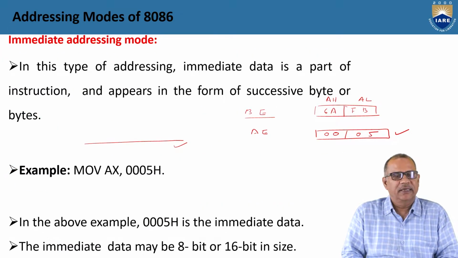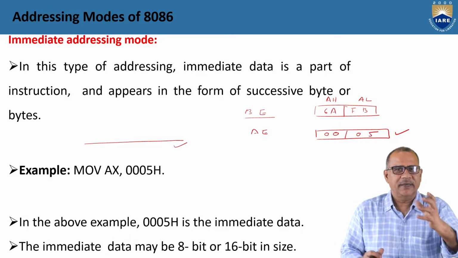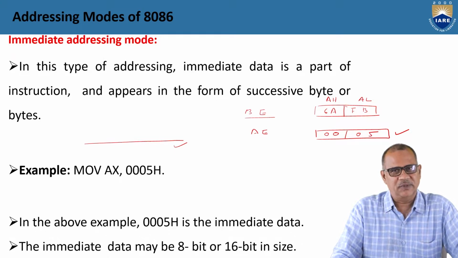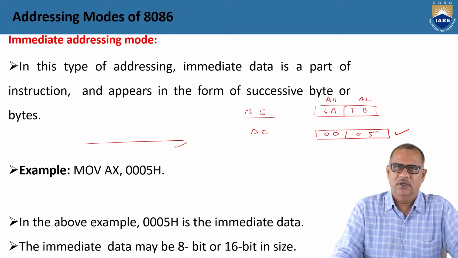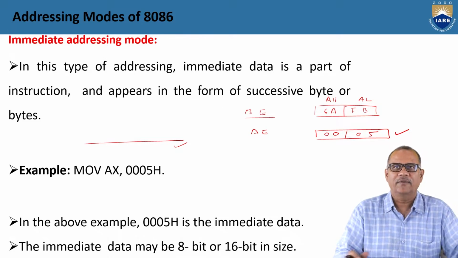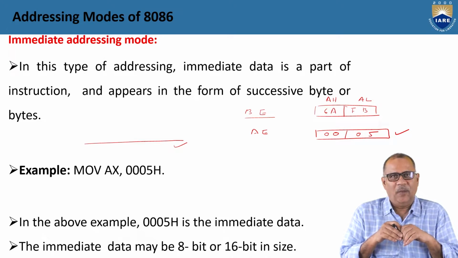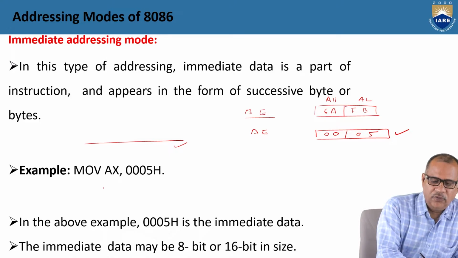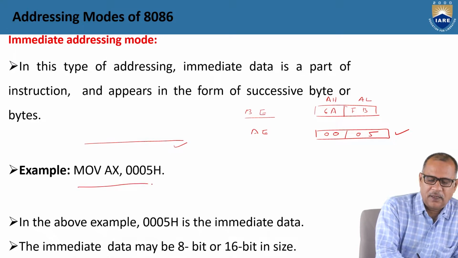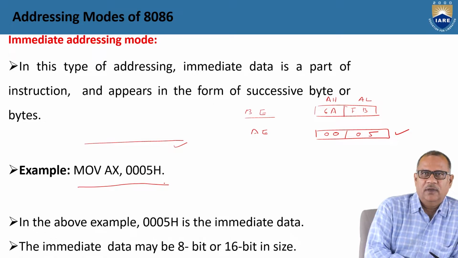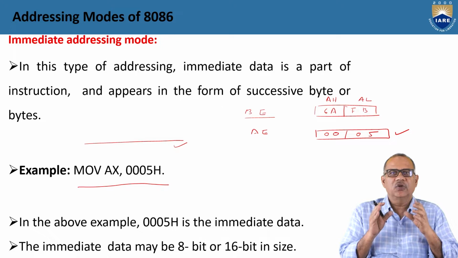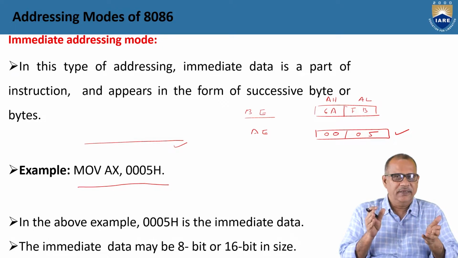Now first let us see the immediate addressing mode. In immediate addressing mode, the data is a part of the instruction. That is a special feature of this addressing mode. Here the data is a part of the instruction and it appears in the form of successive byte or bytes. For example, let us take this instruction MOV AX, 0005. This instruction transfers the data 0005 into the register AX.